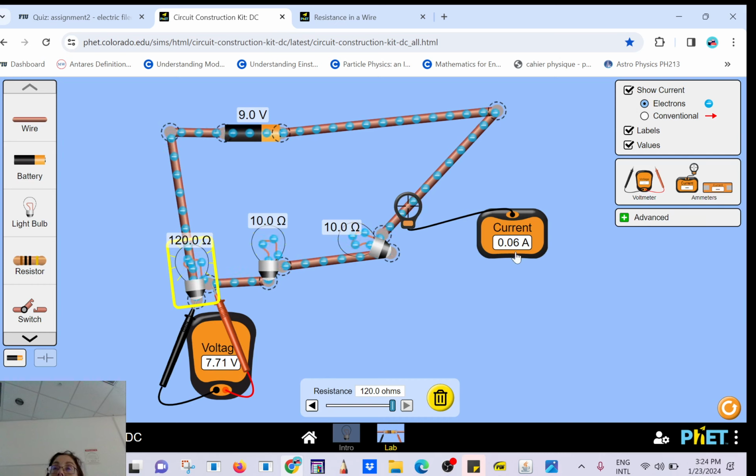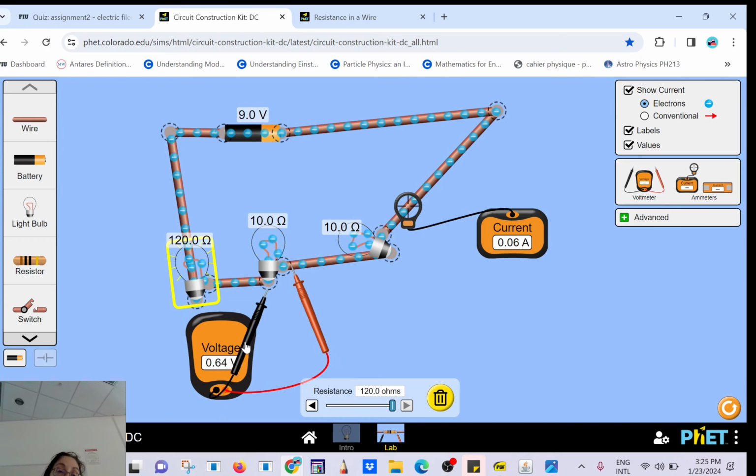You see the current? How can you find the current? What is it that you do? You have a 9 volt. What's going to be the total resistance? 140. So if you do 9 divided by 140, you get 0.06, right? If you want to find the voltage, you will do 120 times 0.06, yes? Can you do that with your calculator? You do 0.06 times 120. Do you get 7.70 about? Yes? Okay, let's do this one.